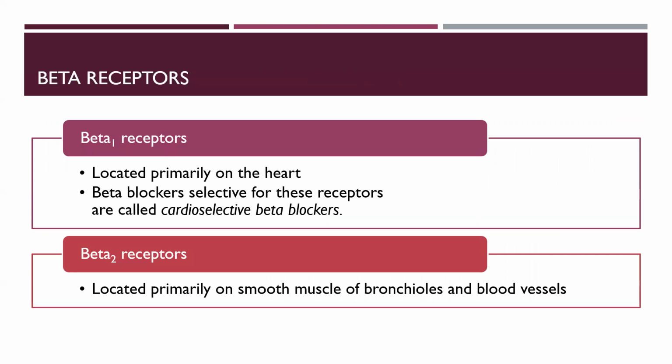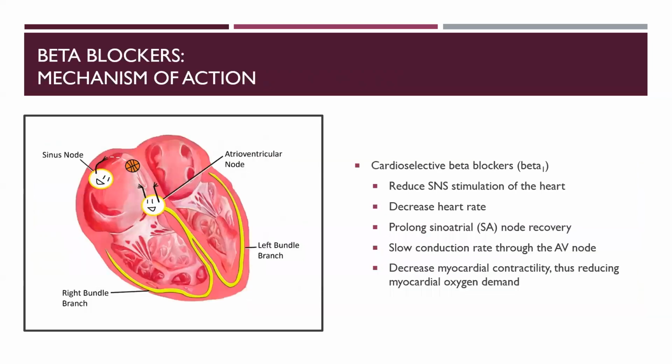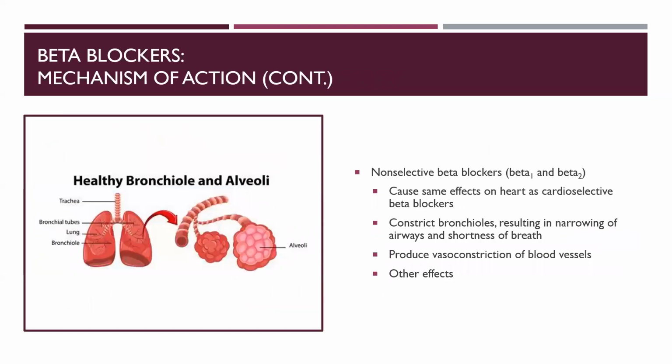Just as a refresher, our beta 1 receptors are located primarily on the heart. Those are cardioselective. Our beta 2 receptors are located on the smooth muscles of the bronchioles and blood vessels. So our beta 1 blockers are going to have the opposite effect of what our beta 1 receptors did. It's going to reduce the SNS stimulation of the heart, decrease heart rate, prolong our SA recovery, slow conduction through the AV node, and decrease myocardial contractility, thus reducing myocardial oxygen demand.